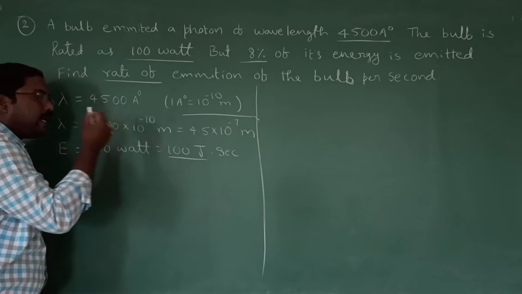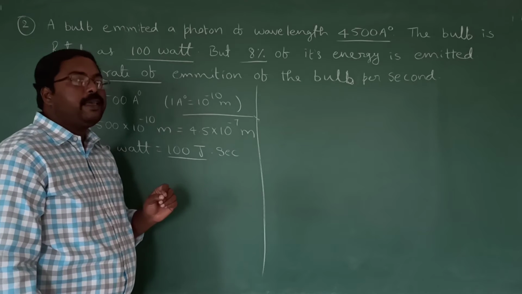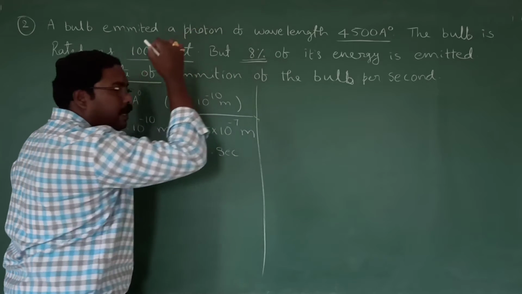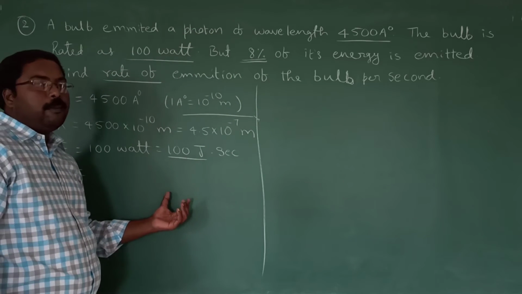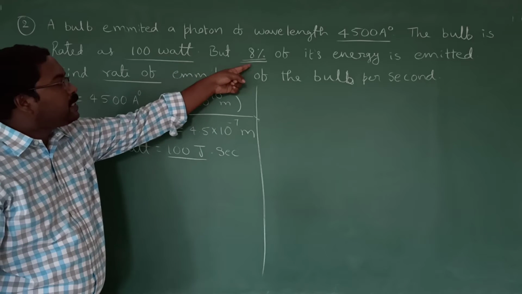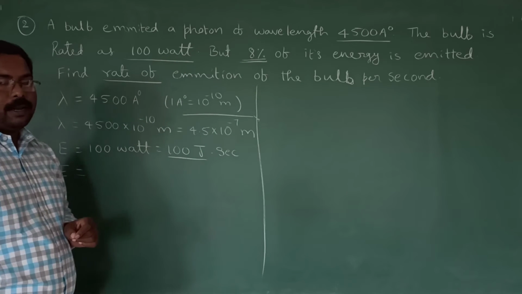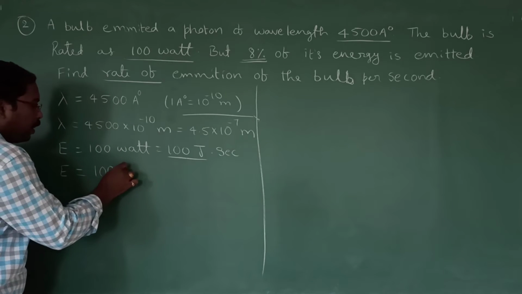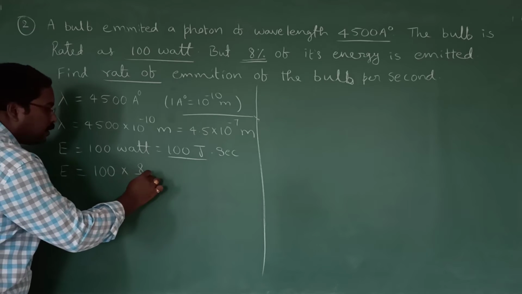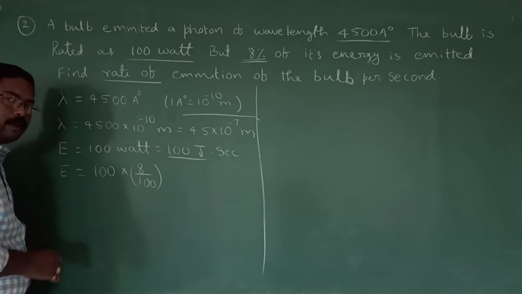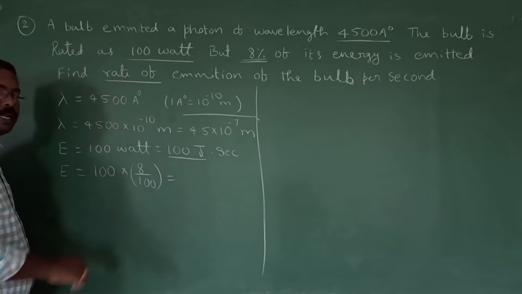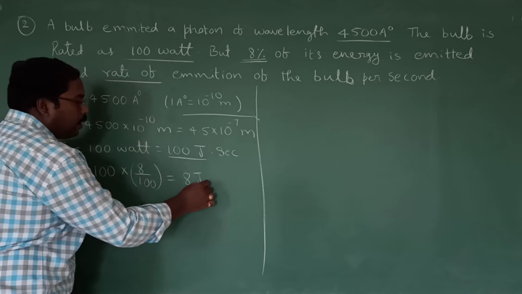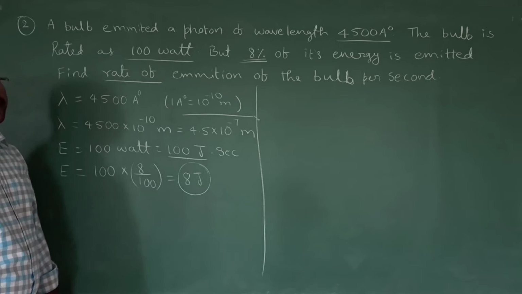Can you take the energy directly as 100 joules? No. What have they given? They have given that only 8% of energy is emitted. Its capacity may be 100 joules. But how many joules is it emitting? Only 8% of its capacity is emitted. Okay? So how to take 8%? Out of 100 watt, 8% means 8 by 100. 100 gets cancelled. So finally we got 8 joules as the energy.